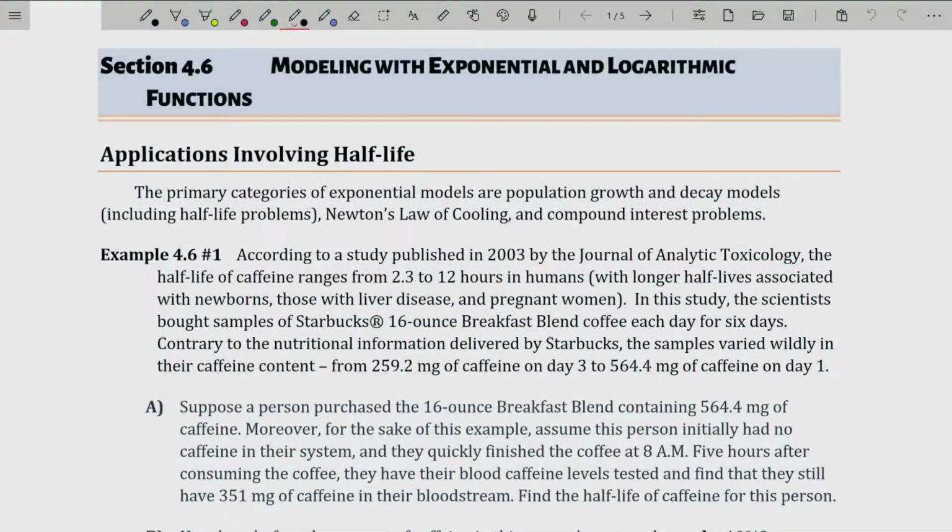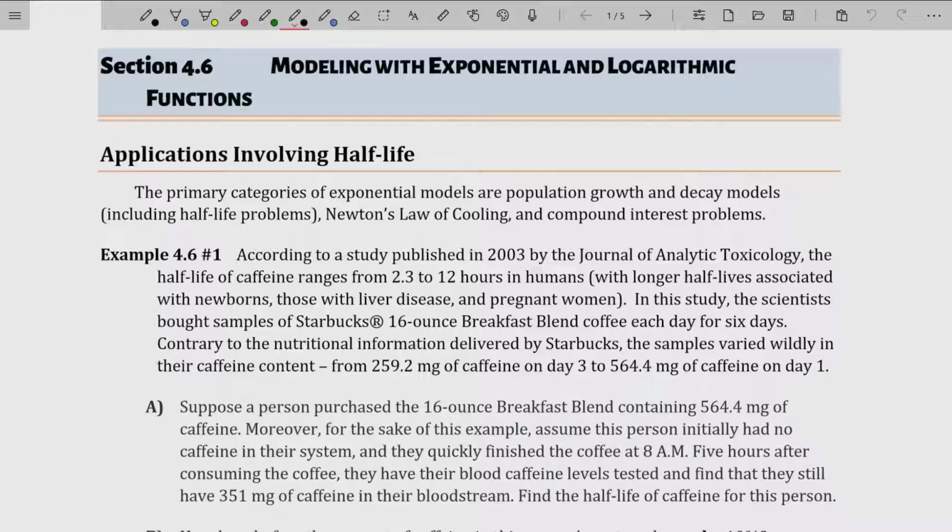Hello, my name is Roy Simpson, Professor of Mathematics at Cosumnes River College in Sacramento, California. In this video, we start into models involving exponential and logarithmic functions. It is assumed that you've watched or are very familiar with all the topics that I've covered in the videos on exponentials and logarithms thus far.